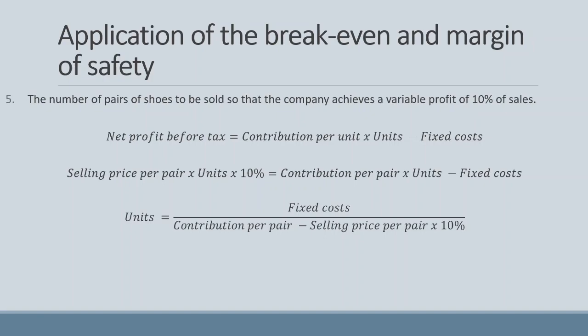We can now proceed to input our numbers. Our units is equal to the 1.2 million Rand divided by the 50 Rand, which was our initial contribution, less the 10% of 100 Rand. This equals 40 Rand as our denominator. Therefore, we need to sell 30,000 pairs of shoes to achieve a profit of 10% of sales.